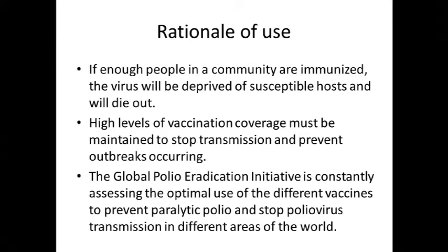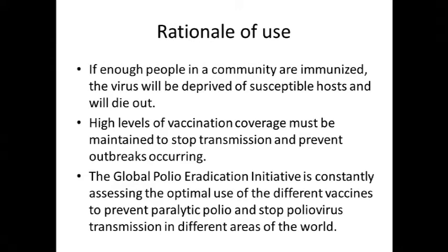What is the rationale of use of vaccination against this disease? It works on the principle of herd immunity, which we have talked about earlier, which means that if enough people in a community are immunized against a particular disease, the virus will be deprived of susceptible hosts and will die out. So essentially, we are breaking the chain of infection by protecting our susceptible hosts against entry of the virus. And even if the virus enters into the body of the human host, it is unlikely that it can cause disease if there is adequate immunity offered.